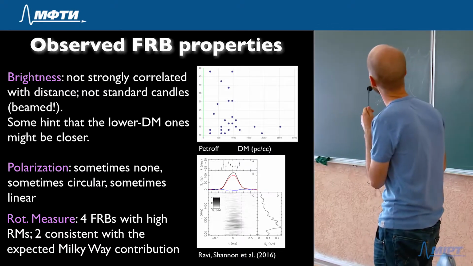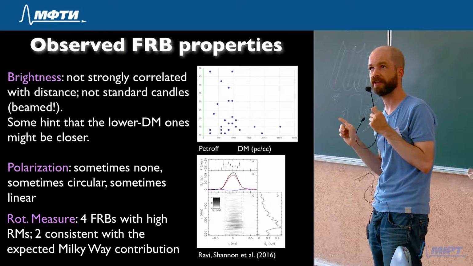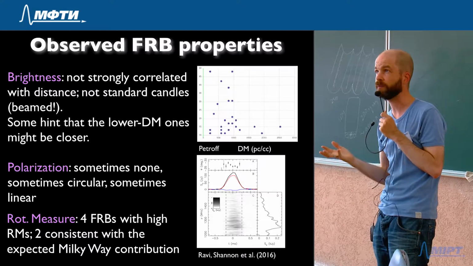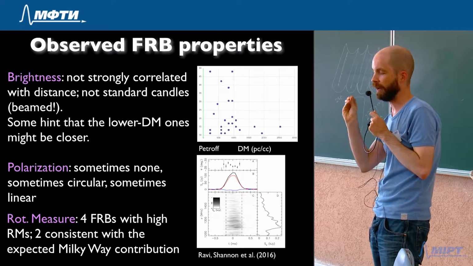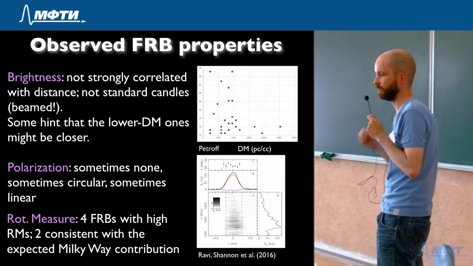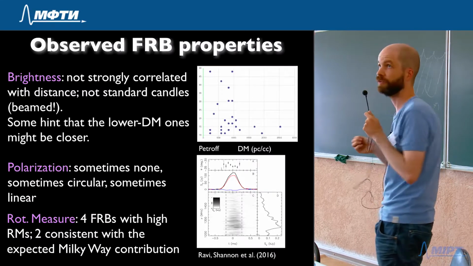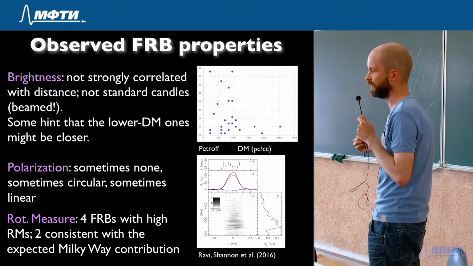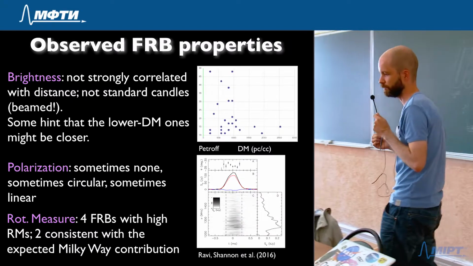Yeah, I think this is not so surprising at all, because I don't think you should think of these things as standard candles. This is coherent emission, which is going to be highly beamed. So how that beam is directed towards us is going to play a very strong role in the apparent brightness at Earth. So I think it's unlikely that we'll be able to use FRBs as standard candles, and I think any correlation of brightness with dispersion measure is going to be very, very messy.